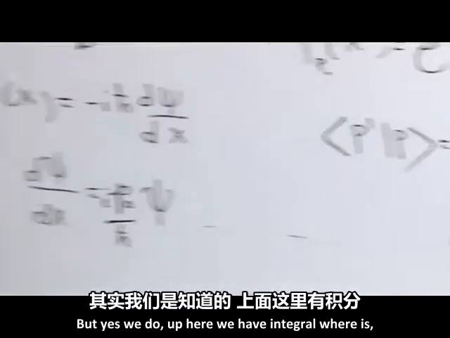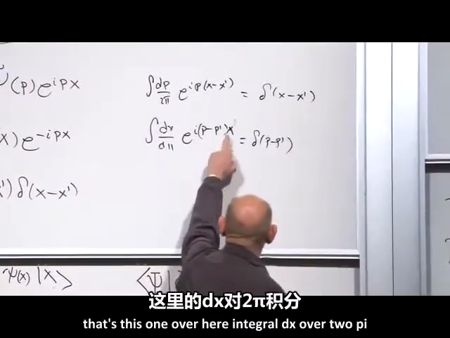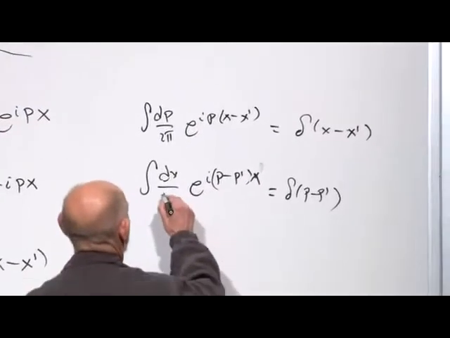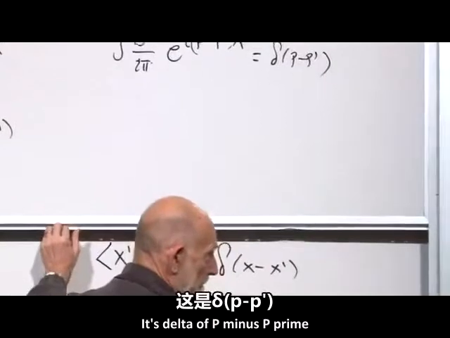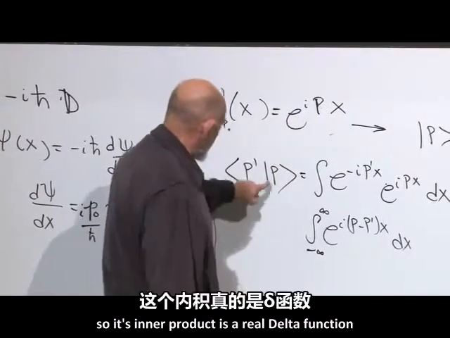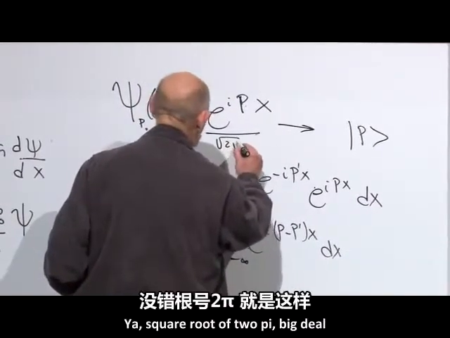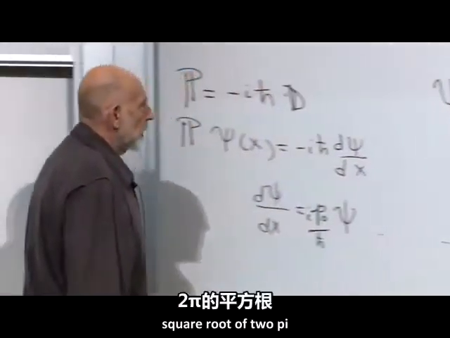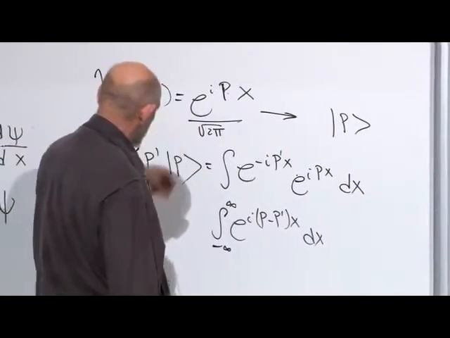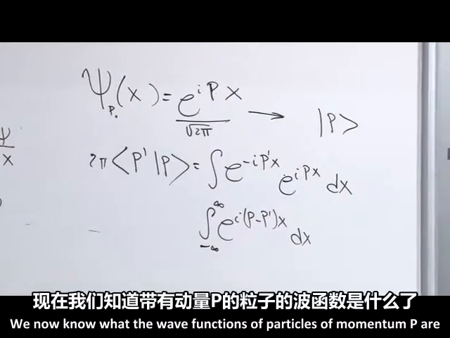But yes, we do. Up here we have the integral dx over 2 pi is delta of p minus p prime. The upshot of this is just that in order for this to be normalized, so its inner product is a real delta function, you have to divide by the square root of 2 pi. Big deal. Square root of 2 pi. This is the wave function for a particle of momentum p. We now know what the wave functions of particles of momentum p are.